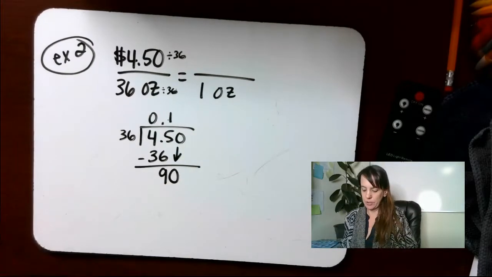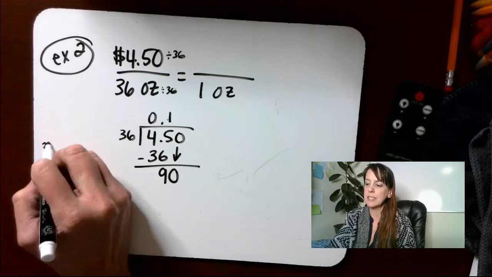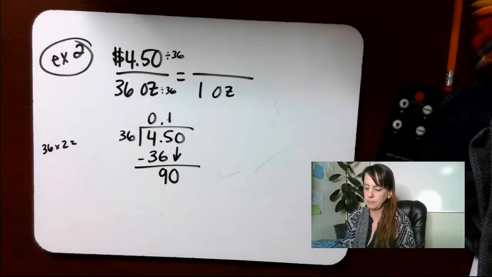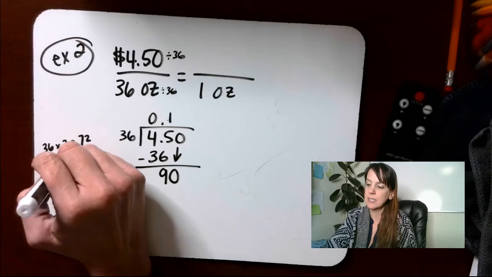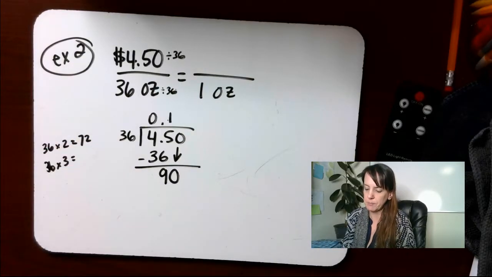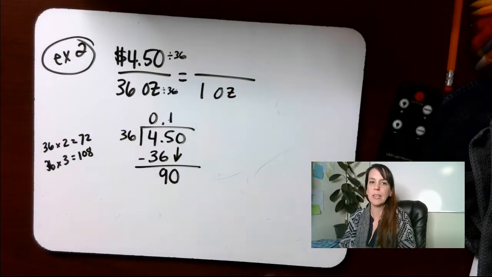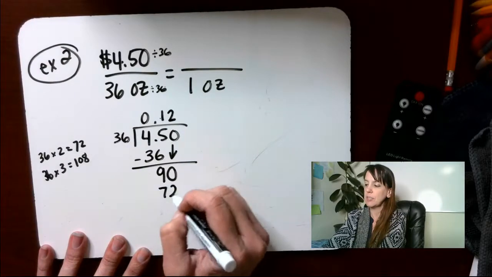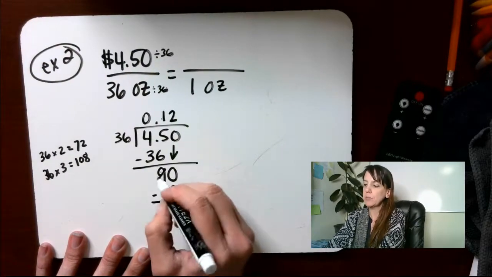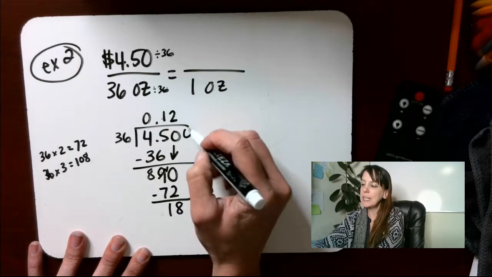Bring down a 0. 36 goes into 90. How about, let's just do some side work here. 36 times 2 is 72. 36 times 3 is 108. So we know it's going to go into 90 two times. 2 times 36 gives me 72. When we subtract, we make that an 8. That's a 10. Okay, so that's 18. Now we're going to keep bringing down a 0.